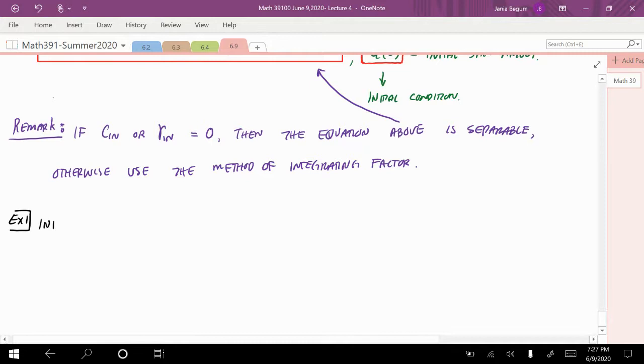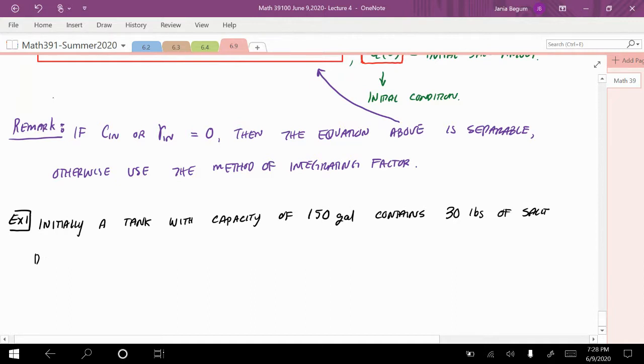So initially, a tank with capacity of 150 gallon contains 330 pounds salt. This salt in 100 gallon of water. Okay.